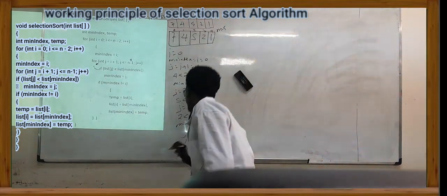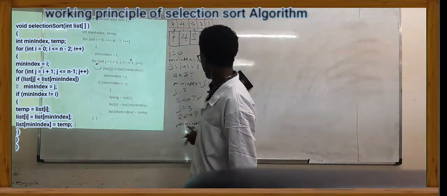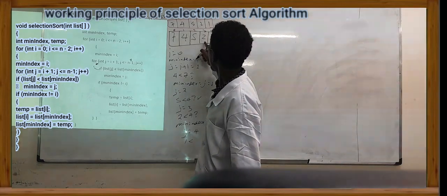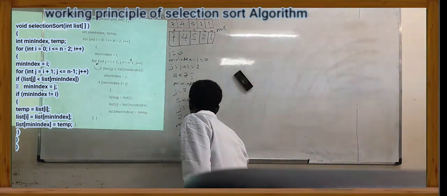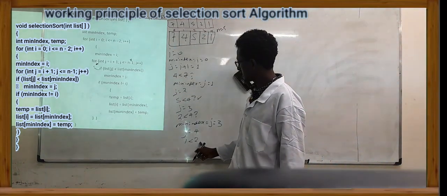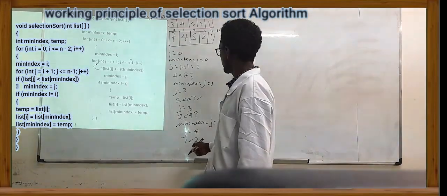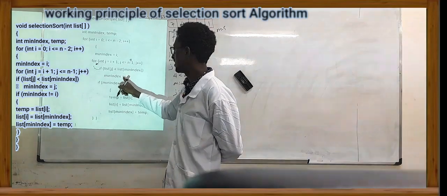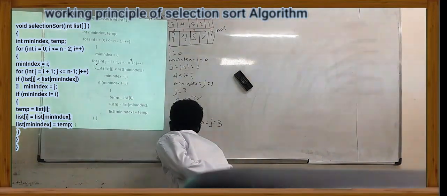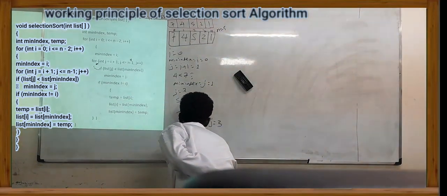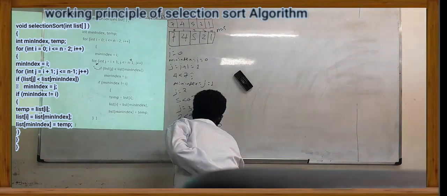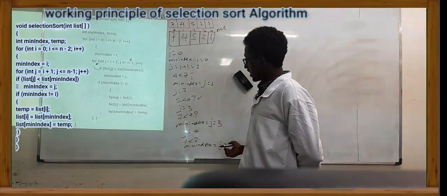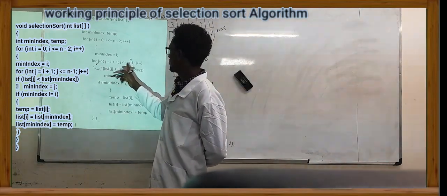1 less than what? List of min index. Min index is how much? 3. List of min index is list of 3. List of 3 is what? 2. 1 less than 2? Yes. Therefore, if this statement is true, change the value of min index. Min index is equal to j, which is 4. Then again, increment the value of j.